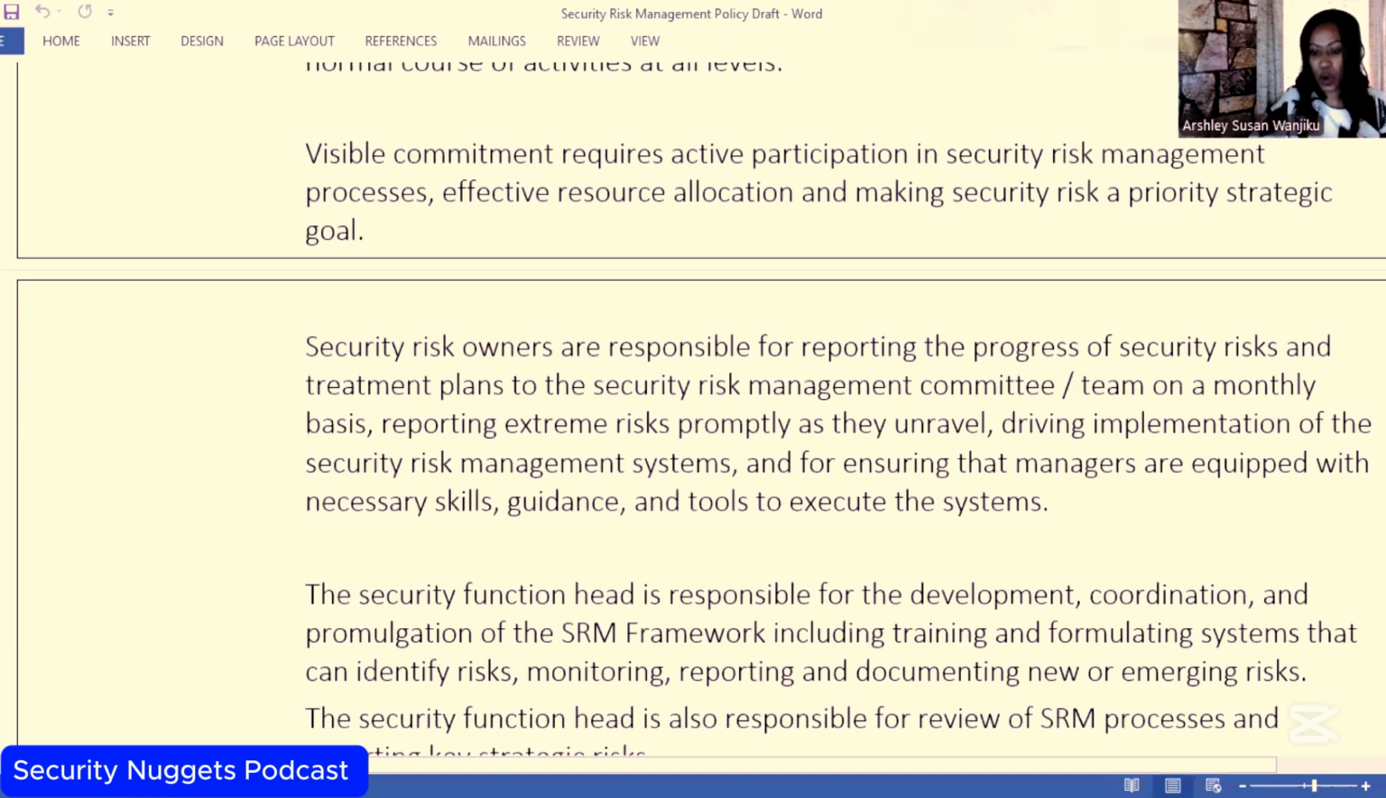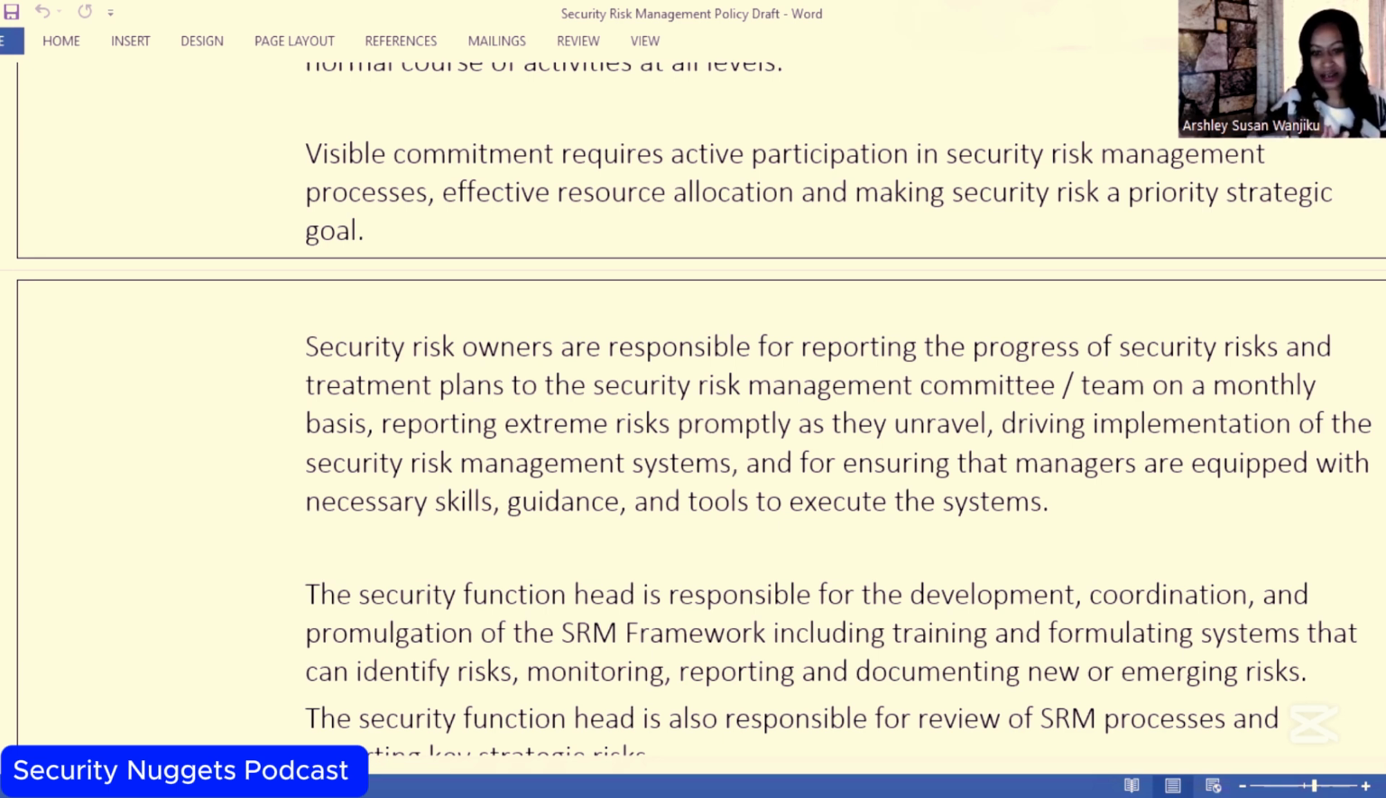Visible commitment requires active participation in the security risk management process, effective resource allocation, and making security risk a priority strategic goal, all right? So everybody has to be committed to the process, and that commitment has got to be seen. It's got to be visible, all right? So we're not just saying verbally that we are committed to the program and not executing through actions. We are saying it and we are doing it, okay?